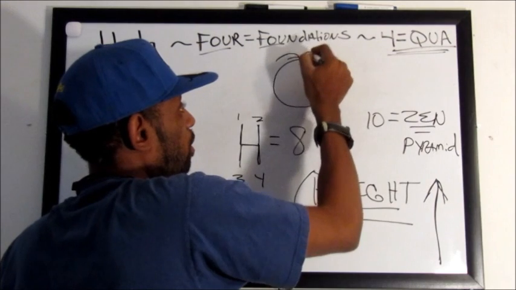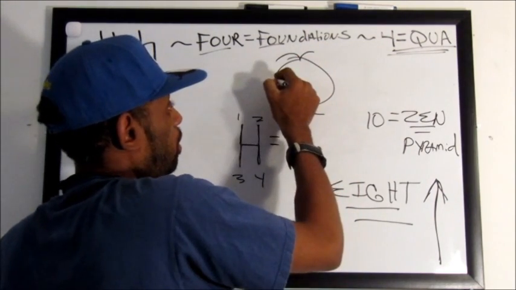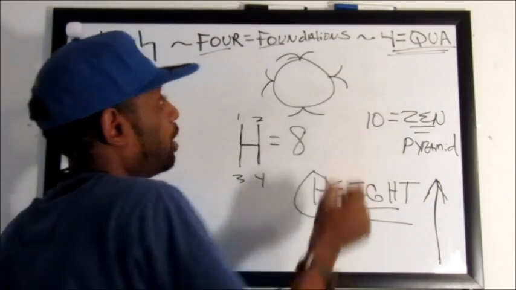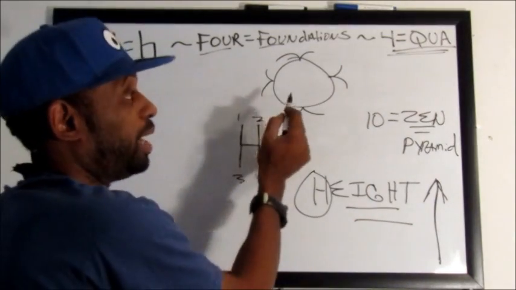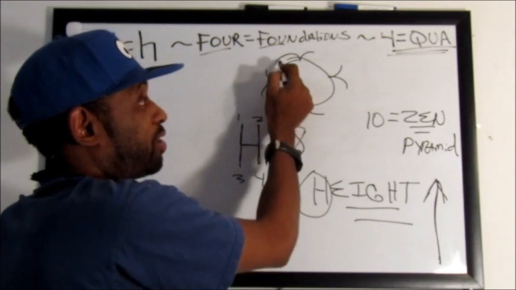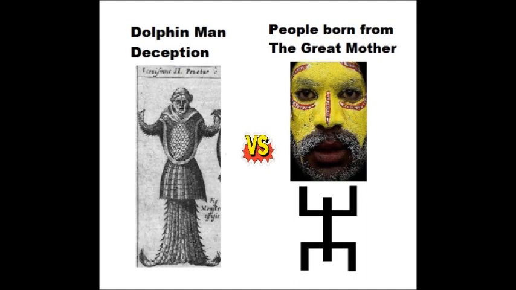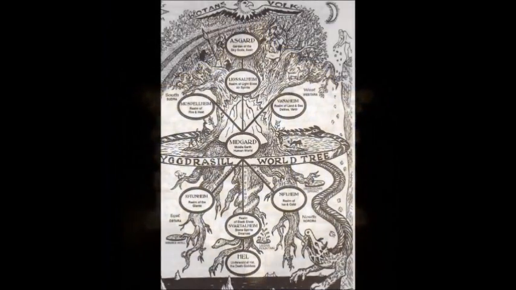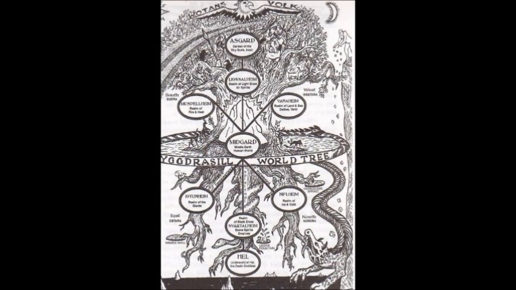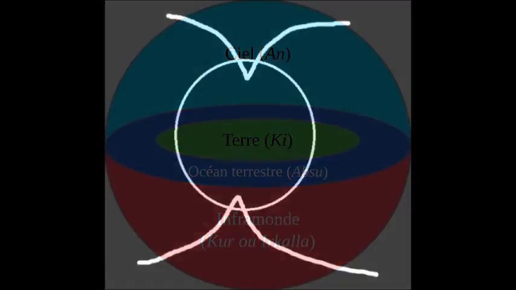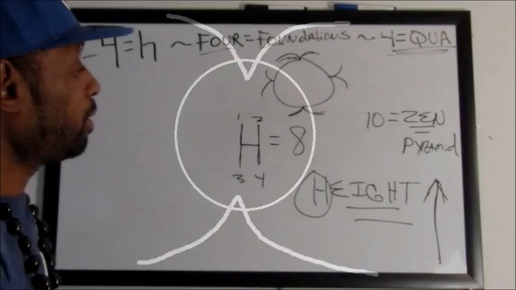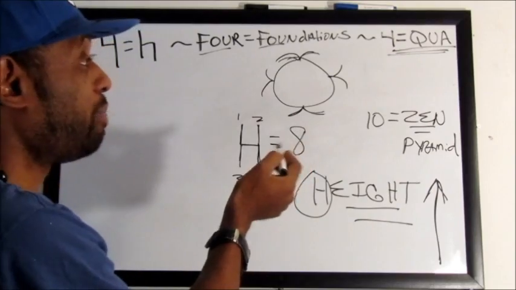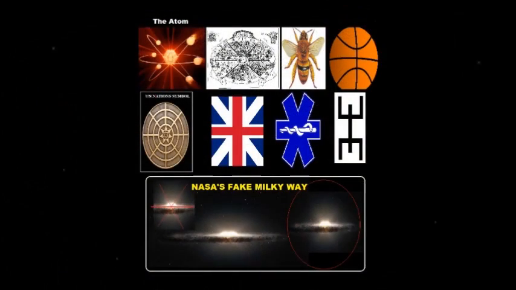So just like this became the Dogon fish god deception. This was originally the beetle cosmology, the bee goddess, all right?